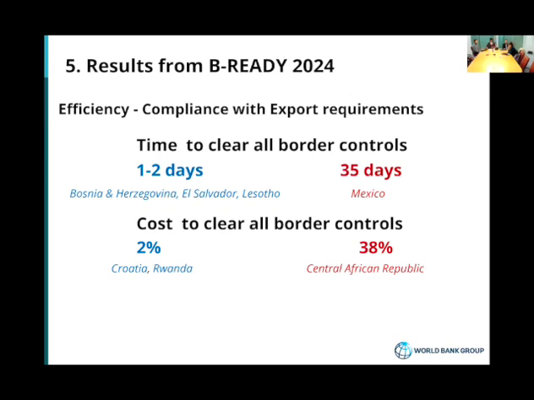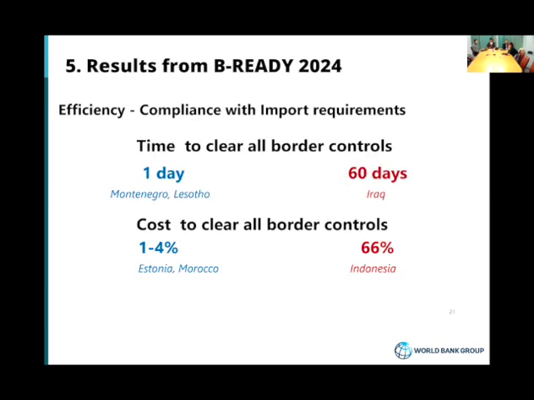When it comes to costs, we see a huge variation as well. We see that the cost to clear all border controls can extend from as little as 2% of the value of the goods in the case of Croatia and Rwanda to as high as 38% of the value of the goods. Again, this is very telling in terms of how high operational costs can be for firms to navigate the international trading process. We see similar variation across the compliance with import requirements.